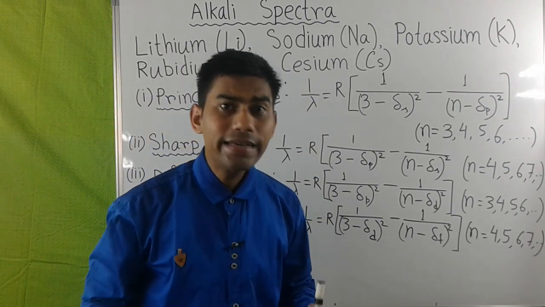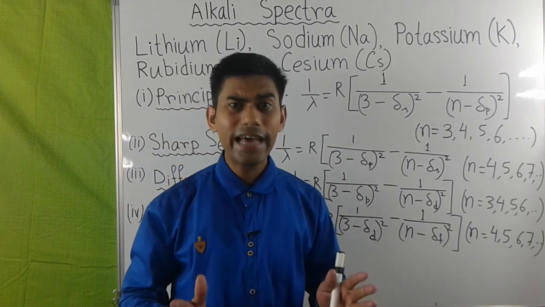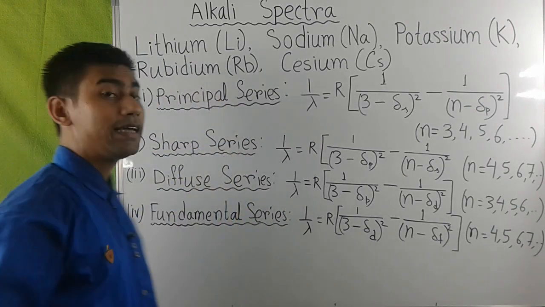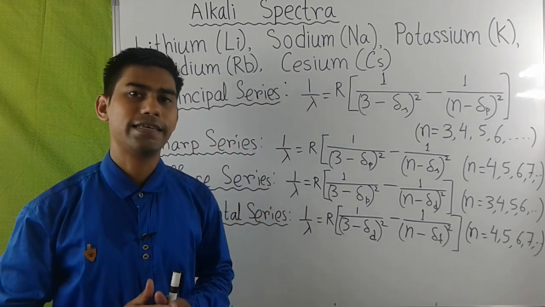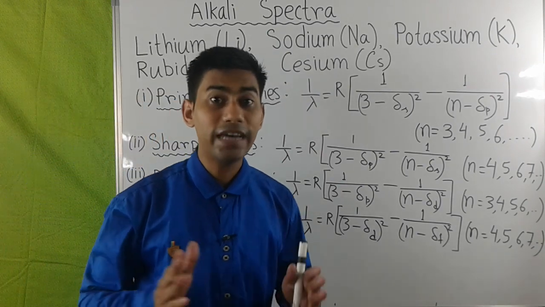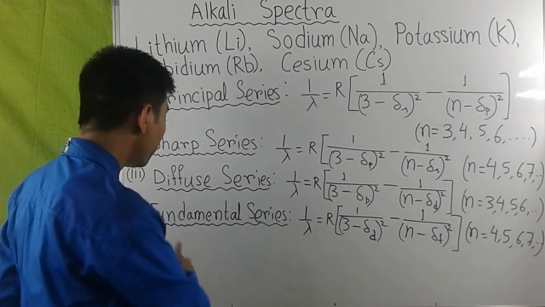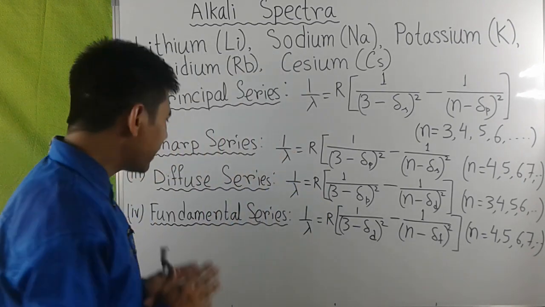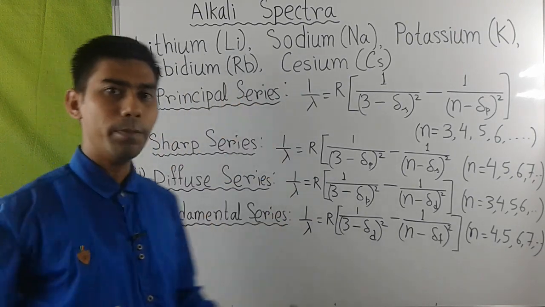Now, obtaining the alkali spectra in a high resolving power spectroscope, it has been observed that each line of the principal series and sharp series is a doublet, that is, it consists of 2 close lines, and each line of the diffuse series is a triplet, that is, it consists of 3 close lines, and the lines of the fundamental series do not show such splitting. Now we explain the origin of these 4 series of lines of alkali spectra.